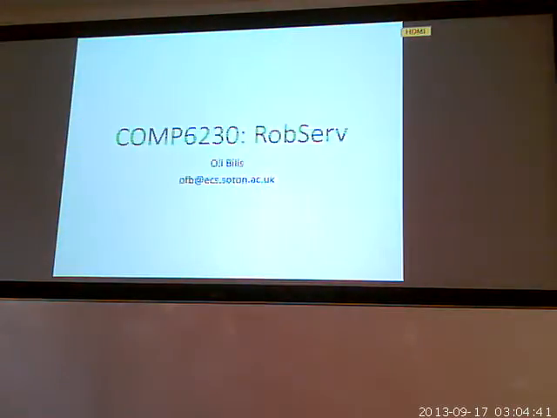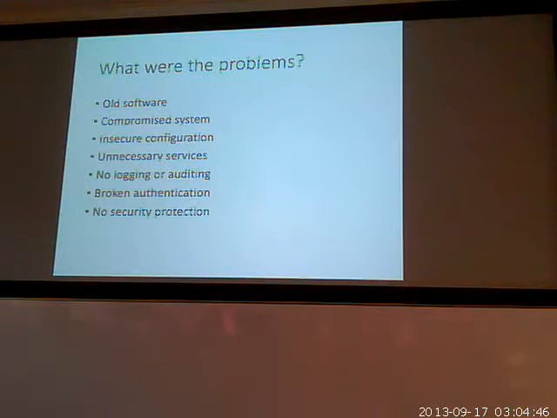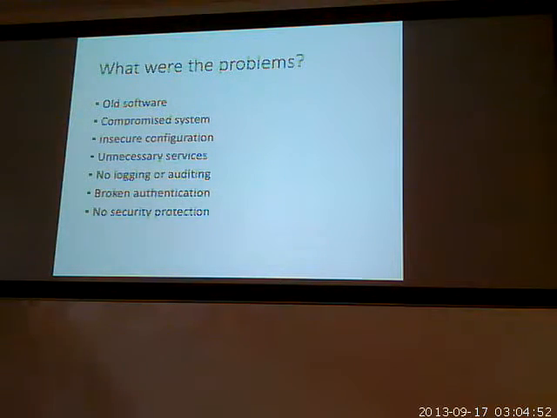So just to finish off on that same kind of aspect of revision, looking at servers here, we're going to take a look at what to do with RobServe. So what were the problems with RobServe? Well, we had old software, we had a compromised system, we had insecure configuration, unnecessary services, there was no logging or auditing, there was broken authentication, and there was no security protection. There are a few smaller things as well, but these were the big issues that we're looking at with RobServe, and this is what I was expecting you to talk about.